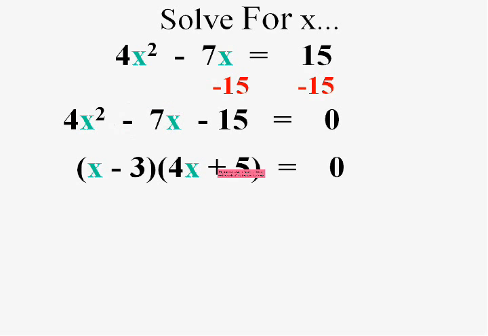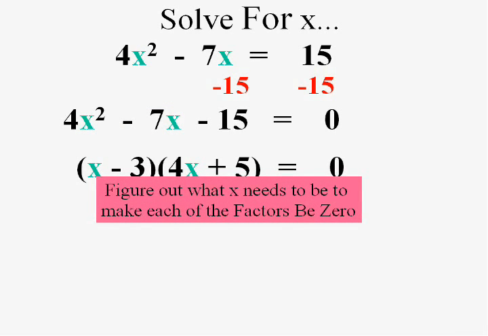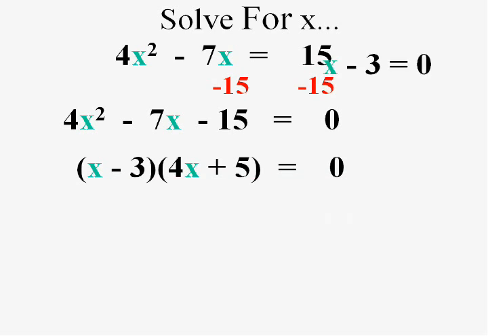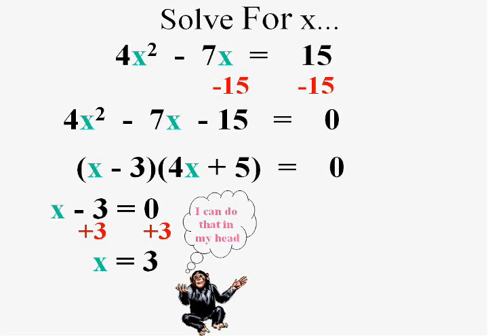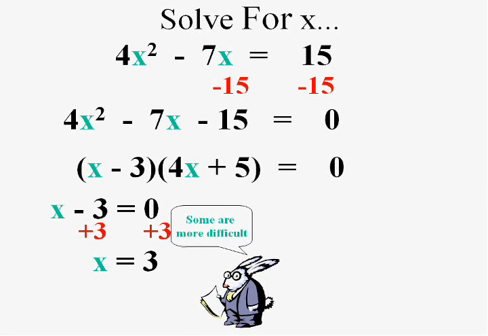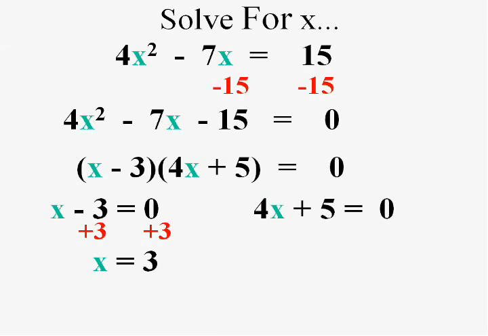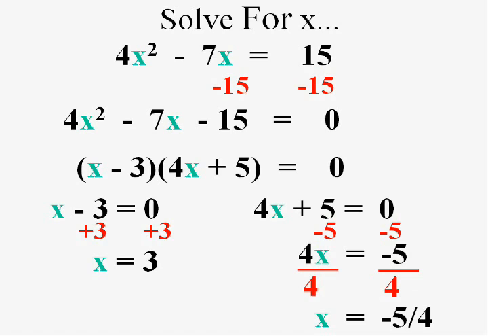Now, I'm going to check to see what x needs to be to make each of these separate factors be 0. The x minus 3, if I solve it, x has to be 3 to make that be 0. Of course, I could have done that in my head. Some of them are a little bit more difficult, though. The 4x plus 5, if I solve that to be 0, I'll subtract 5 from both sides, and then divide by 4, and that answer is minus 5/4.